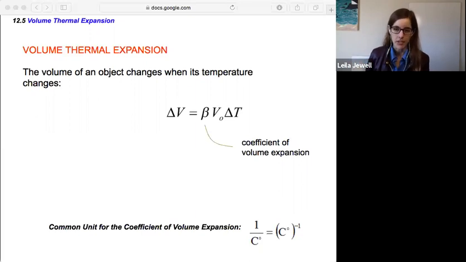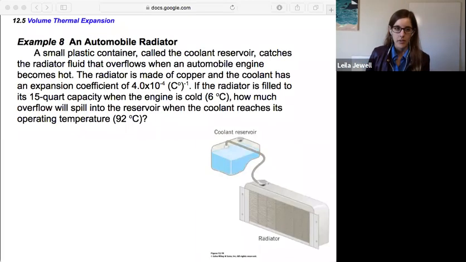Let's look at an example of this in practice. So an automobile radiator. A small plastic container called the coolant reservoir captures the radiator fluid that overflows when an automobile engine becomes hot. The radiator is made of copper and the coolant has an expansion coefficient of 4 times 10 to the minus 4 inverse Celsius degrees. If the radiator is filled to its 15 quart capacity when the engine is cold, 6 degrees Celsius, how much overflow will spill into the reservoir when the coolant reaches its operating temperature, 92 degrees Celsius?